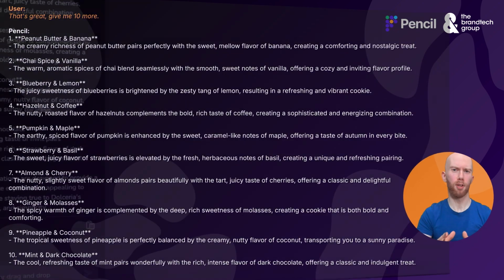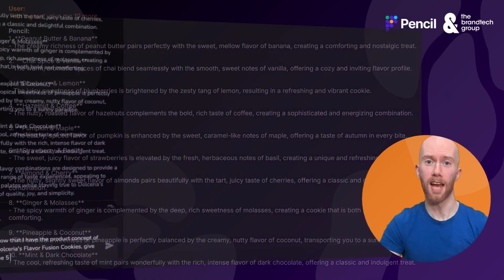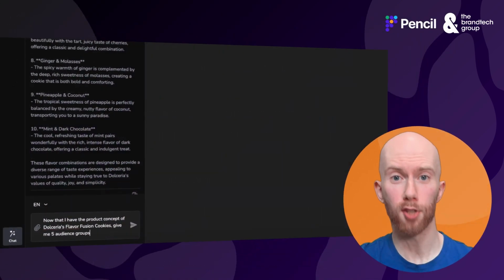Okay, we don't just have a product that we like the look of. We now have 15 flavor choices to play with. And as newly appointed CEO of Dolce Ria, I like the look of peanut butter and banana, which is what we're going to use for our next stage, which is looking at audience. Because now that we have our product, we need to know who it's aimed at. So, who's our target audience?